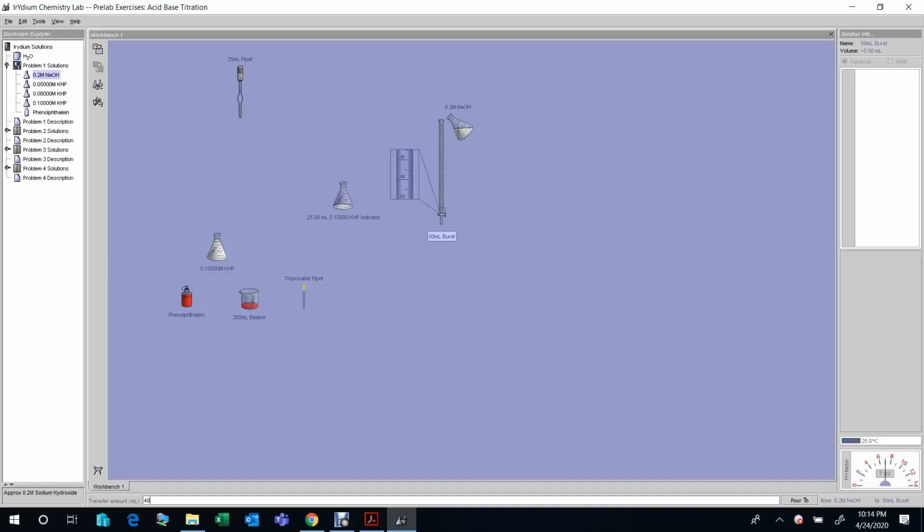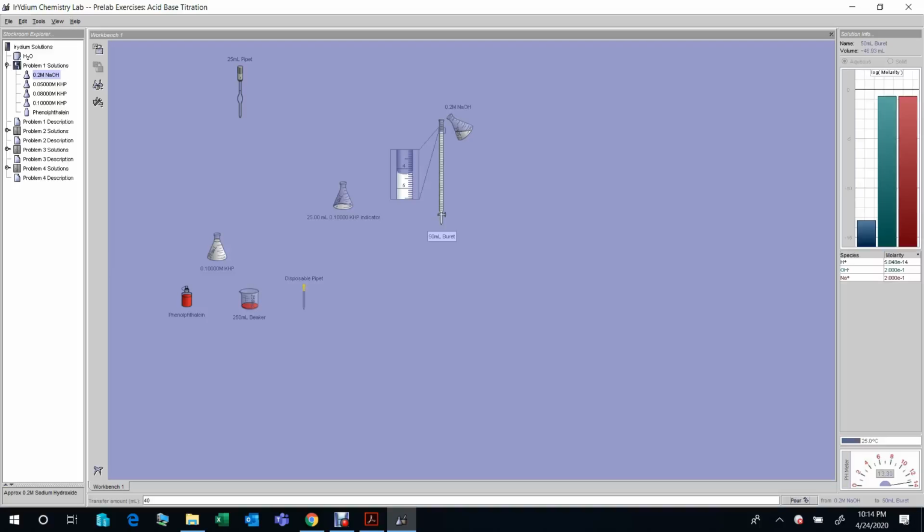So we add 40. We don't put 40.00 because for this kind of transfer, we cannot reach that accuracy. We put 40, we don't put 40.00, okay? We put 40 because that is the accuracy our hand can reach when we do this kind of transfer.